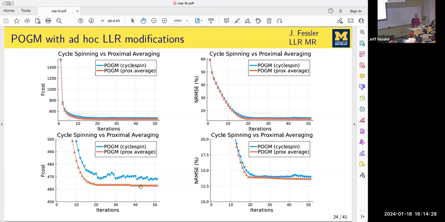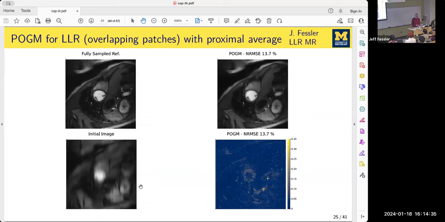So that's one option. But I have to admit, it worked better than we thought it would when we first started investigating this. It makes images with a decent quality, 13.7% NRMSE. If you remember back to the globally low rank, the best I had there was like 14.4%, right? So we're moving in the right direction here, getting a lower normalized root mean squared error, but with an algorithm that we don't know anything about its convergence properties, or I don't know anything about it anyway.